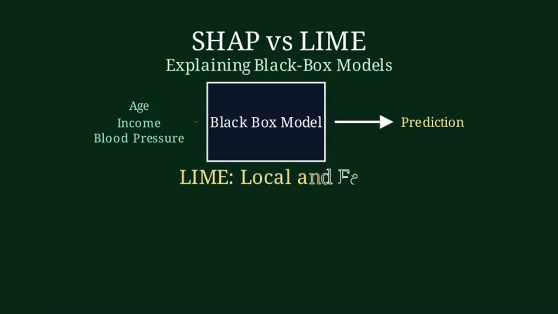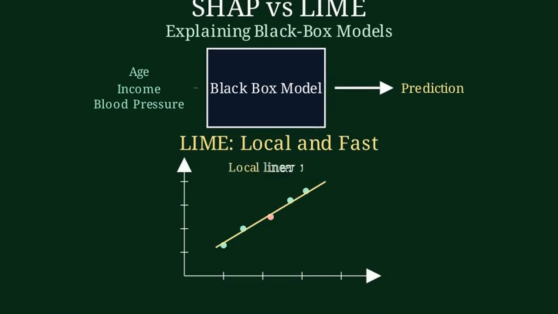First, LIME. It stands for Local Interpretable Model-agnostic Explanations. LIME shakes one data point a little, watches the changes, and fits a simple model around that small region. The goal is a fast local explanation for one case.